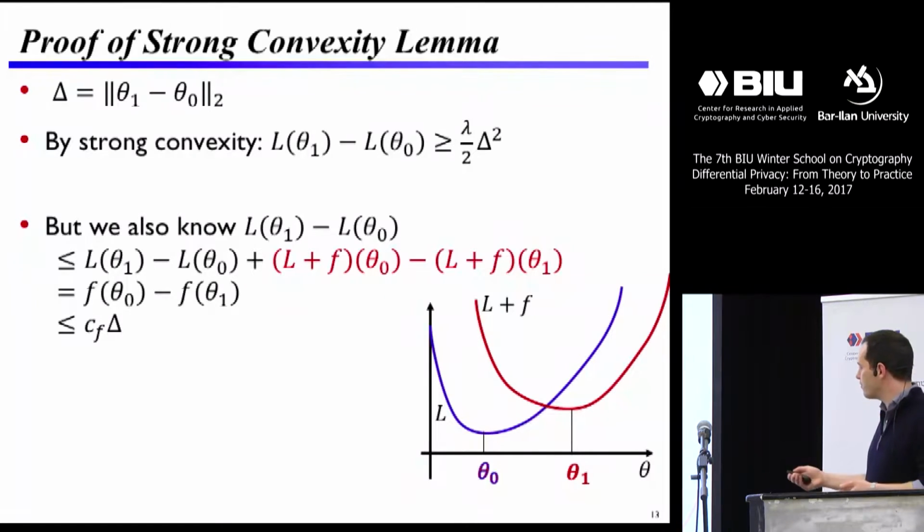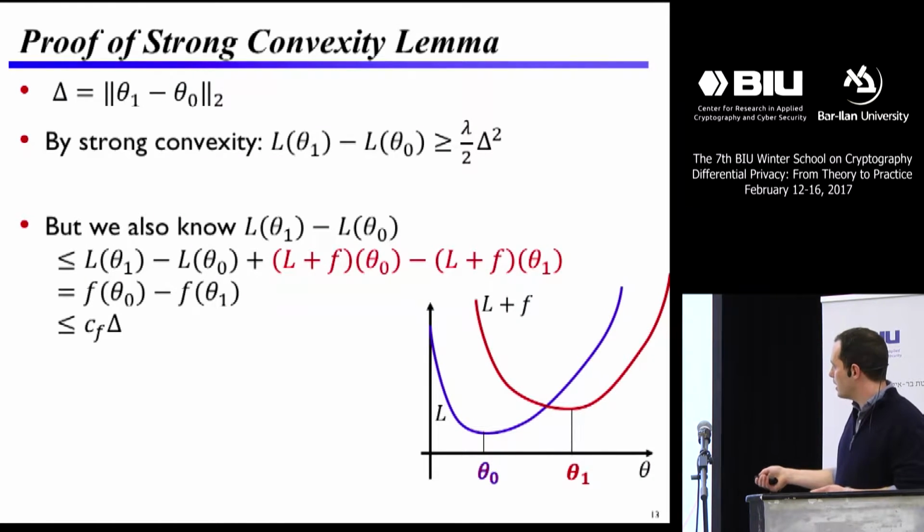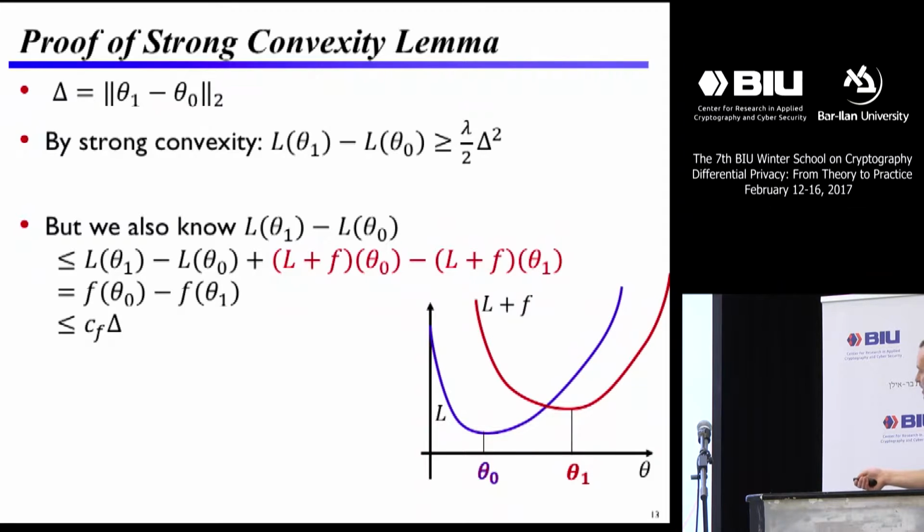smoothness of the difference function. So let's get an upper bound on this difference. So we know that the difference between L at theta 1 and L at theta 0 can be bounded by simply adding the difference between L plus F at theta 0 and L plus F at theta 1. That's positive, L plus F is bigger at theta 0 than at theta 1, so I'm getting an upper bound by adding that difference to the difference I care about.